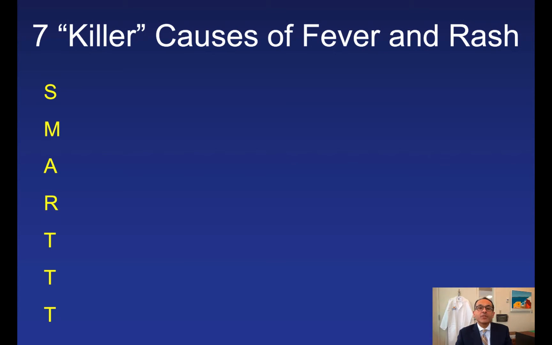If a patient presents with a fever as well as a rash, then you need to be a smart physician to figure out what those causes are. And this is where the mnemonic SMART can be helpful, at least when it comes to the 7 killer causes of a fever and a rash. So sepsis is one of those causes.